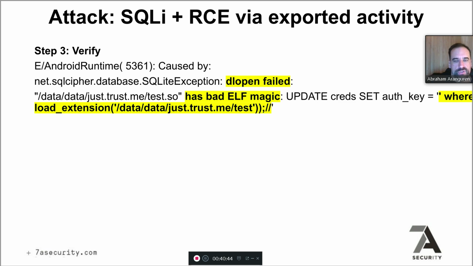Basically on Logcat, you could see the string after the concatenation. So you can see there's an Android runtime exception. DL open failed, right? It's trying to load the test.so library because it has bad ELF magic, right? This means that the magic bytes in the binary are not good, because it's basically just a lot of A's. It's not a valid library.